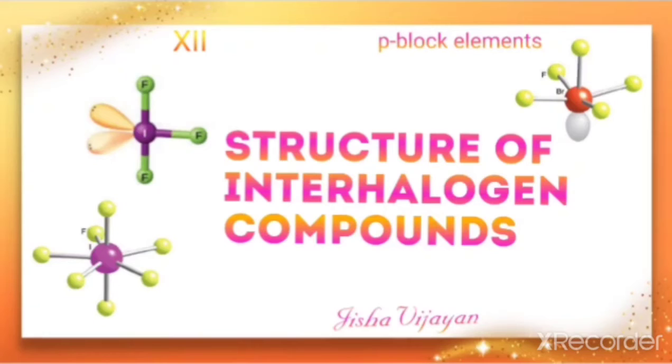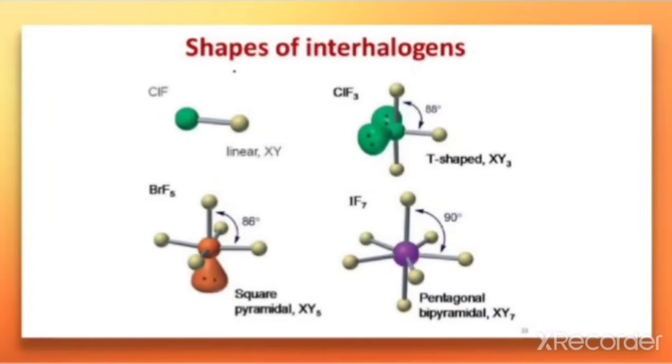Hello students, let us discuss the structure of interhalogen compounds. As we have discussed, there are four types of interhalogen compounds, that is XX', XX'3, XX'5, XX'7. Here instead of writing X', Y is written. Both X and Y are halogens. So these are the four types of interhalogen compounds.